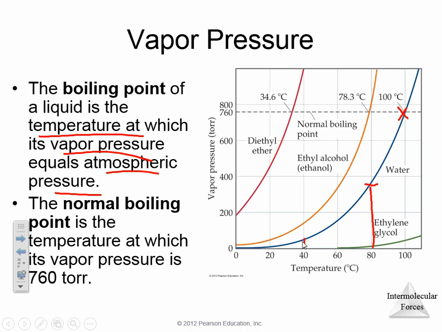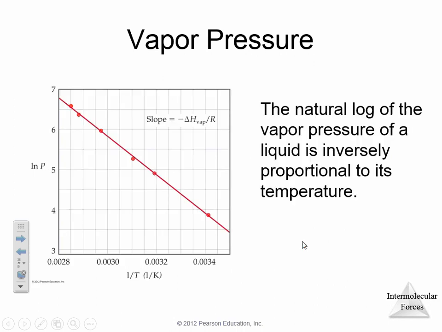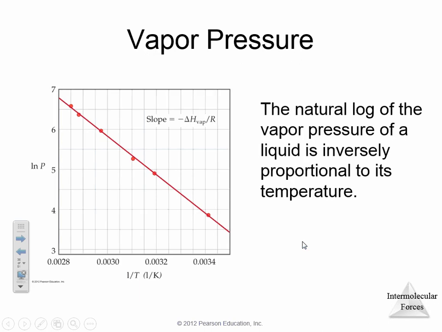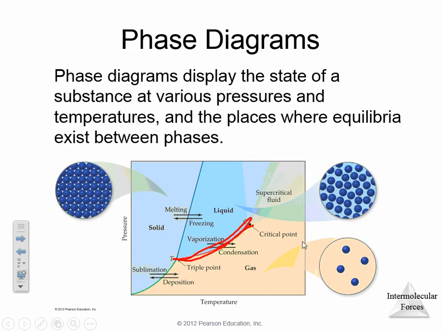The boiling point is the temperature at which the vapor pressure equals the atmospheric pressure. So if we have higher intermolecular forces, it's going to result in a lower vapor pressure, which is going to result in a higher boiling point. So kind of keep that in mind. That's how vapor pressure can get affected. Now, I'm not going to focus on the natural log graphs. We're not going to focus a lot on that.